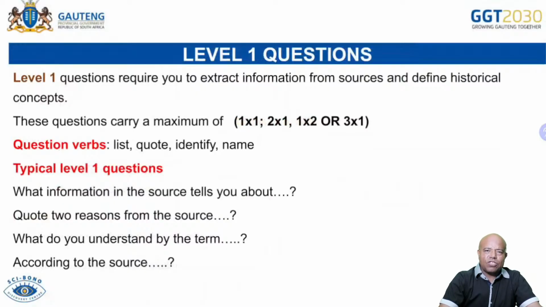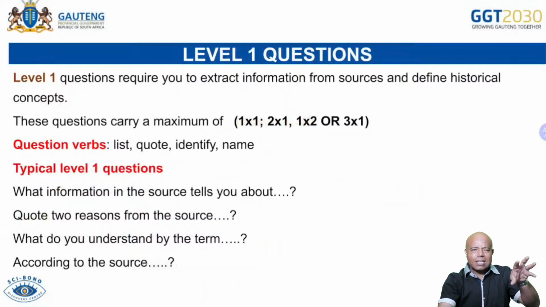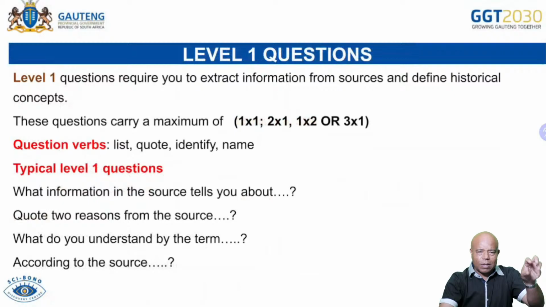Then there are question verbs. The question verbs inform us that this is a level 1 question. So the first question verb that you can see on the screen is list. Then the second one is quote. When they say quote, it means copy and paste basically. List means just write what has been listed there. Don't write the entire sentence or entire paragraph. Just write what has been listed. Just copy and paste what is needed. If it's a sentence, it must be copied, because quote means copy and paste basically. Then the words identify, name.